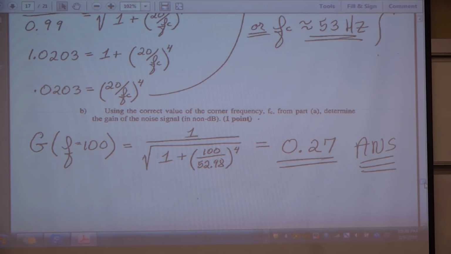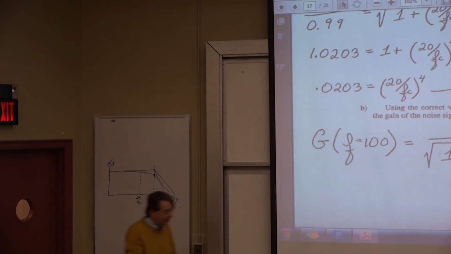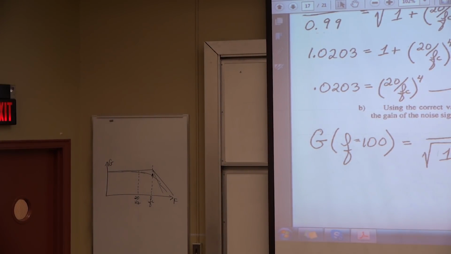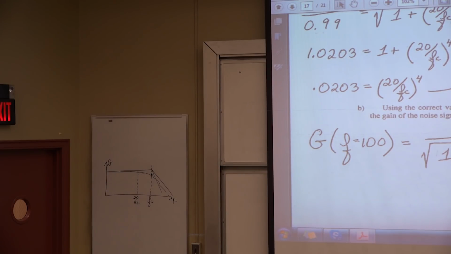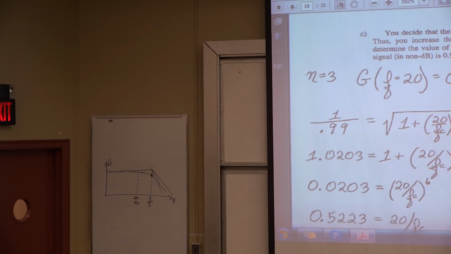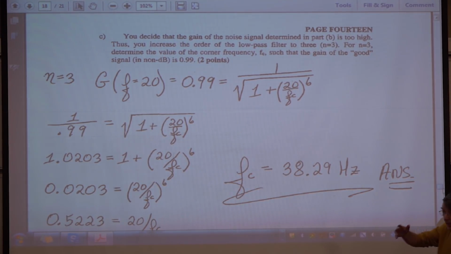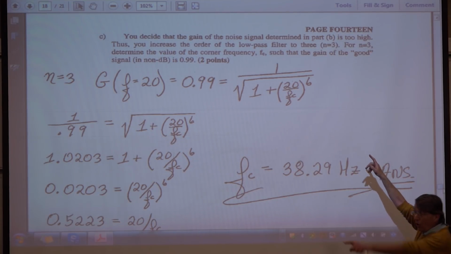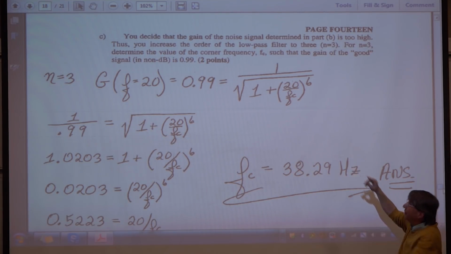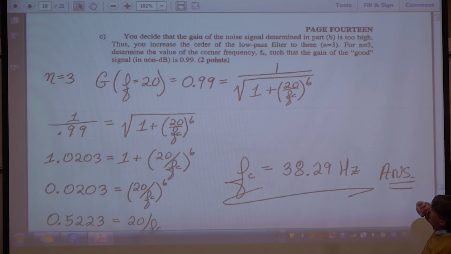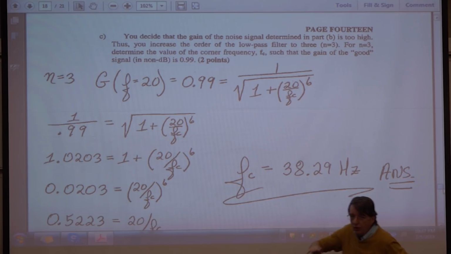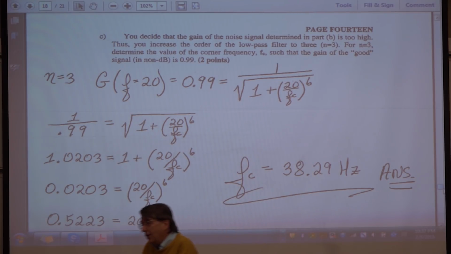I love it. We increase the order because then it's going to drop off quicker, right? Okay. All right. So I say, ooh, this looks interesting. This is like a design problem, okay? You're told that 0.27, the gain of the bad signal, is too much. You increase the order of the low-pass filter, and you let n equal 3. Now, repeat the same problem.